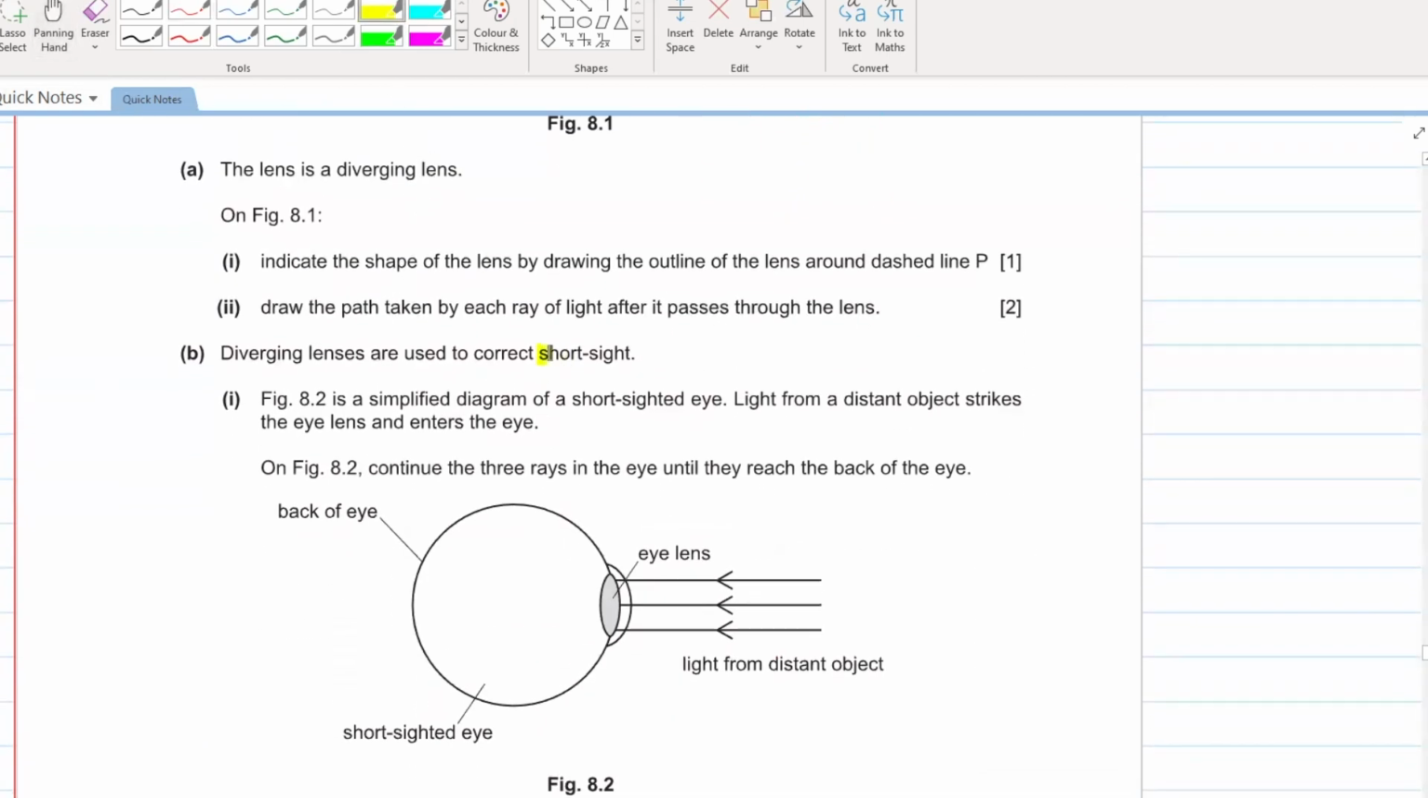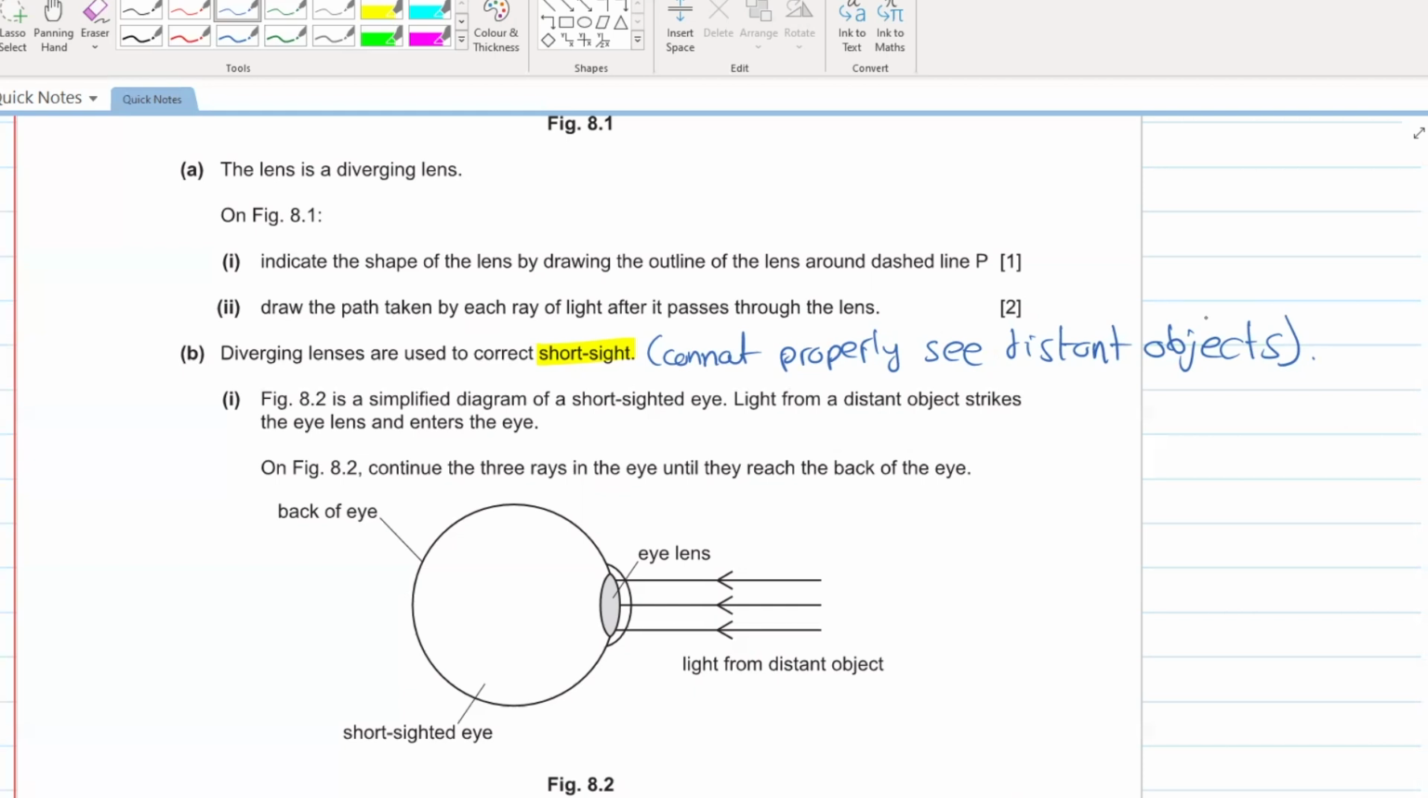Diverging lenses are used to correct short-sightedness. What is short-sightedness? When you cannot properly see distant objects. That is known as short-sightedness. Figure 8.2 is a simplified diagram of a short-sighted eye. Light from a distant object strikes the eye's lens and enters the eye. On figure 8.2, continue the three rays in the eye until they reach the back of the eye.